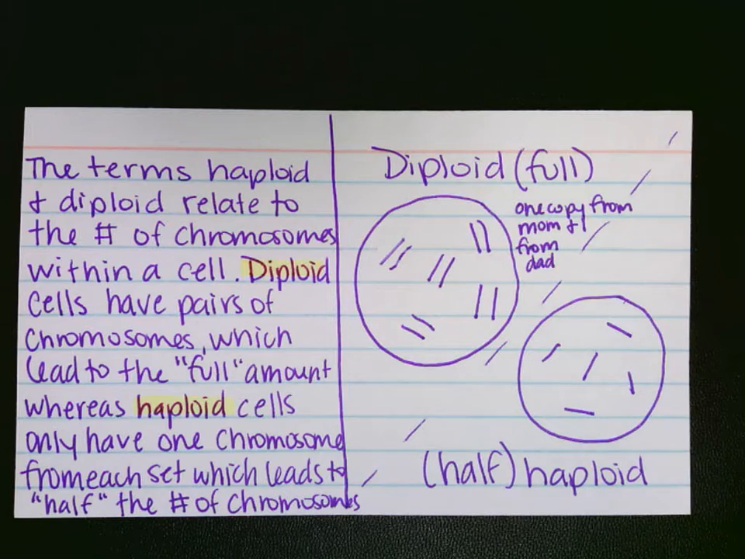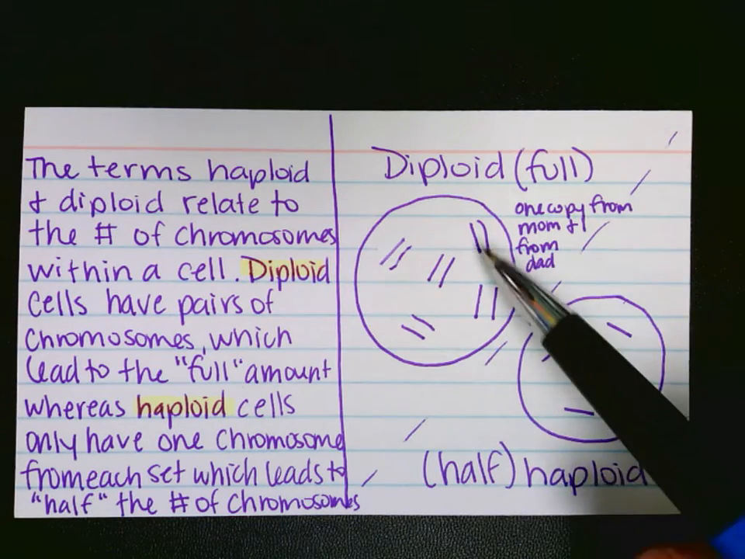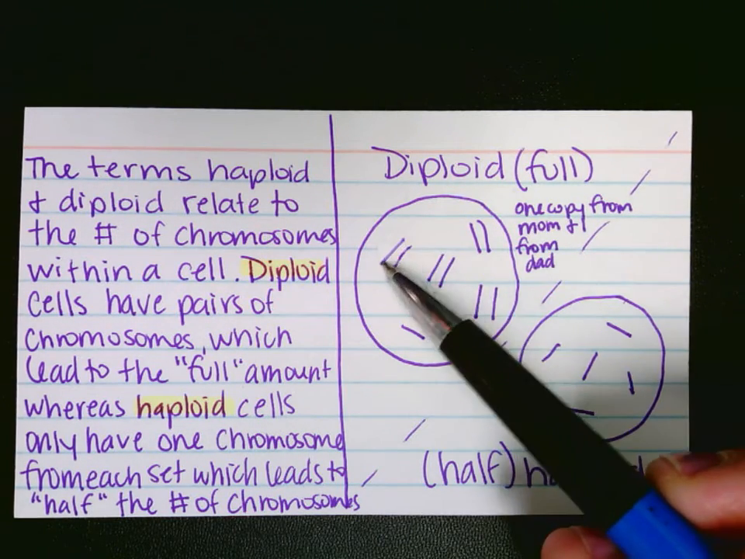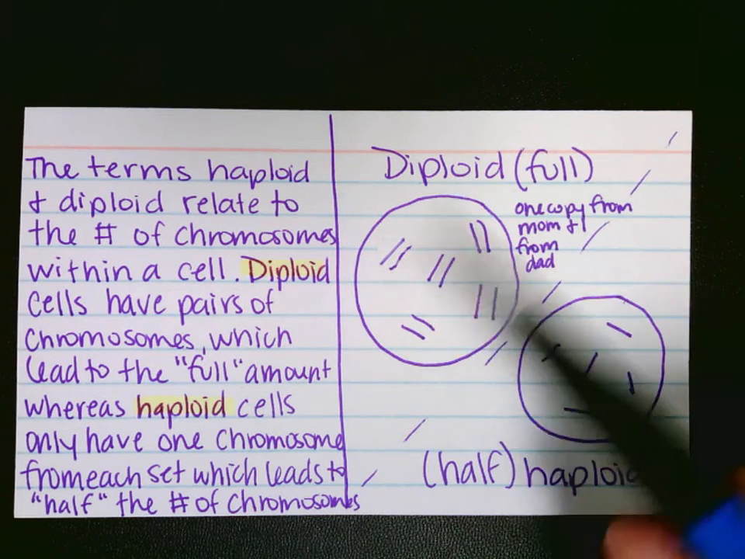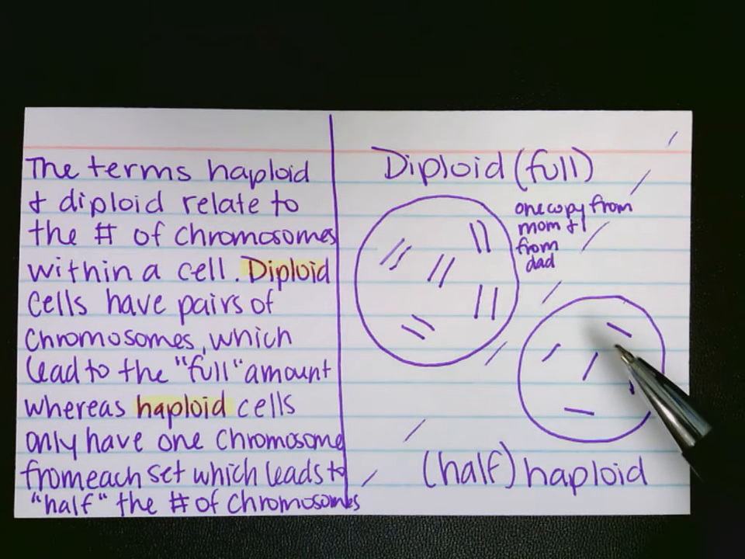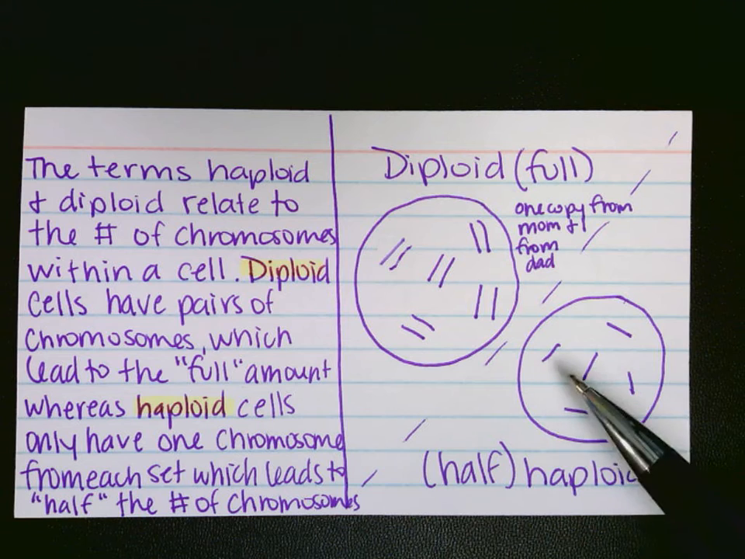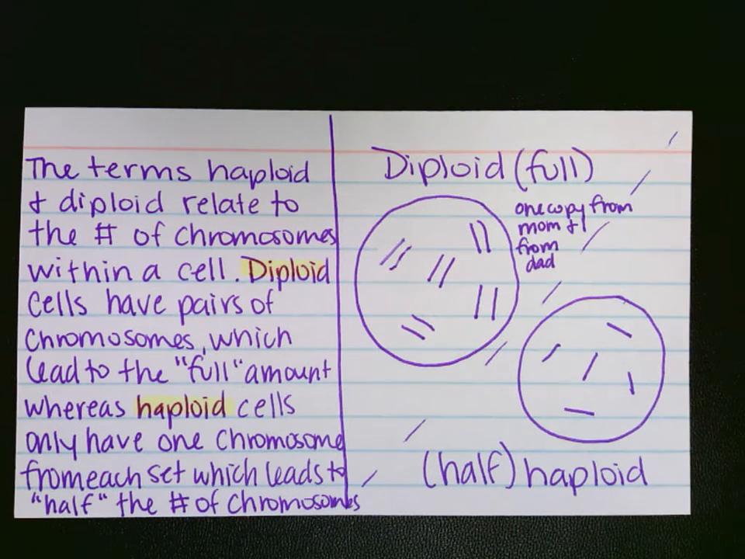So we have our picture over here of the diploid or full cell, where we got 1 chromosome for mom, 1 chromosome for dad for each type. And over here we have a haploid cell where it only has 1 chromosome for each of those pairs.